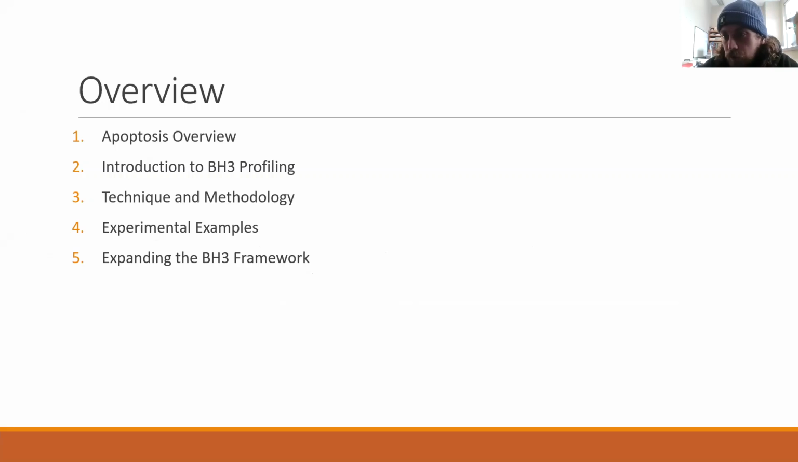So just an overview of what I'll be talking about today. It's not going to be anything too in-depth in terms of the technique, just because the good thing about BH3 profiling is that essentially we're leveraging already standardized techniques, just leveraging it to analyze a specific pathway.